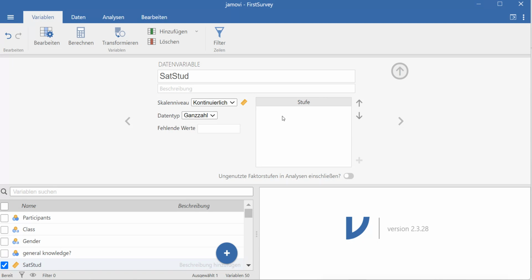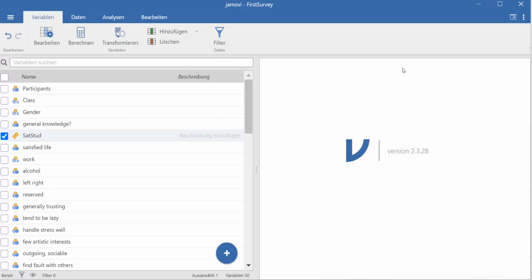I don't know exactly why the values vanish here, but however, now we have put it on interval scale data. It's called here kontinuierlich. So let's click back.